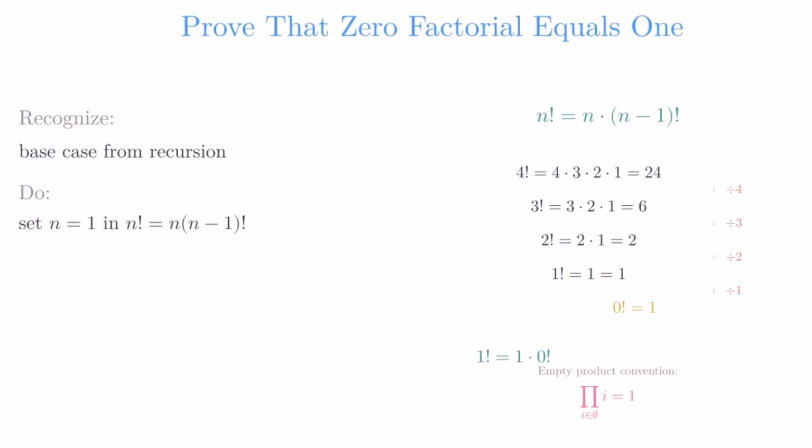Substituting n equals 1 into the factorial recursion forces 0 factorial to equal 1. 0 factorial equals 1. Not a strange convention, a necessary consequence of the pattern.